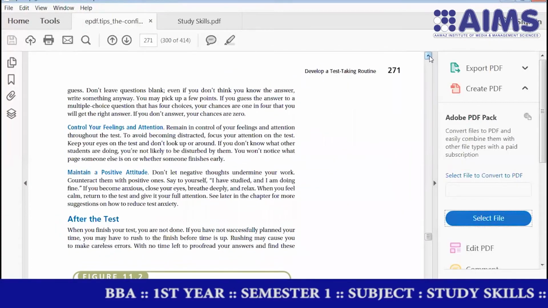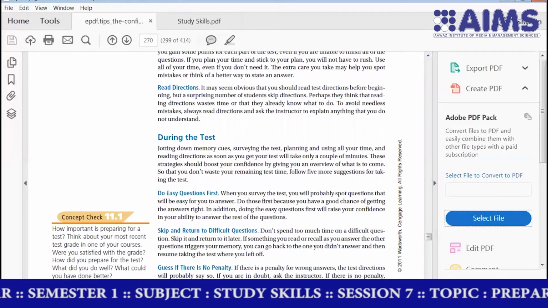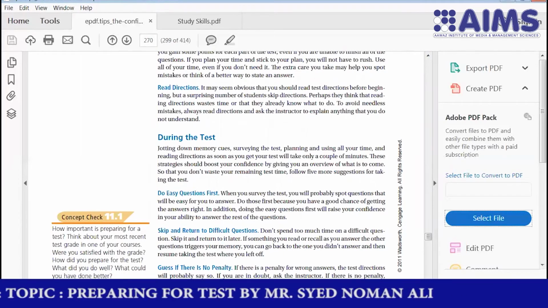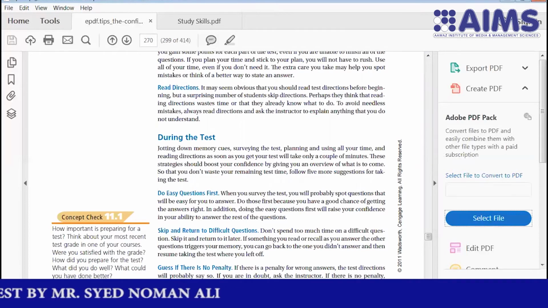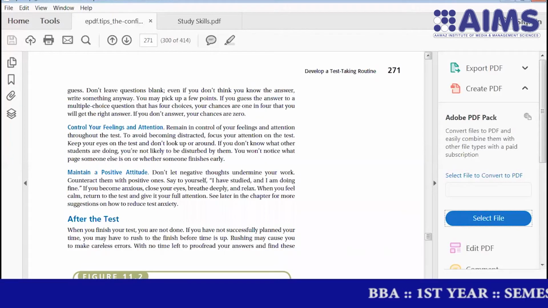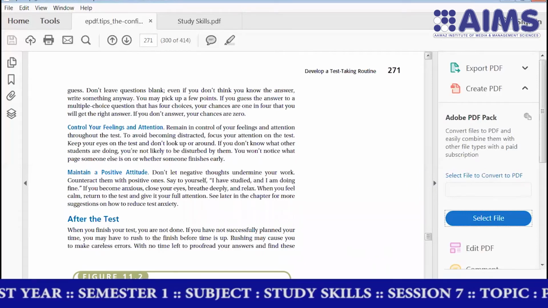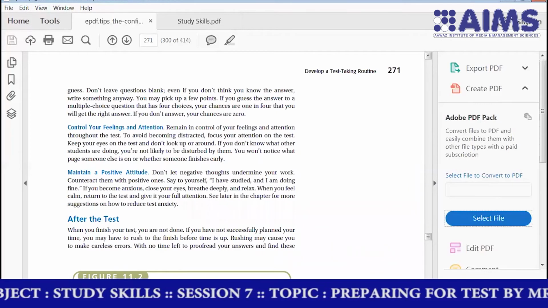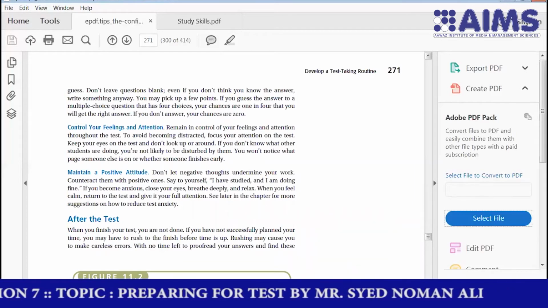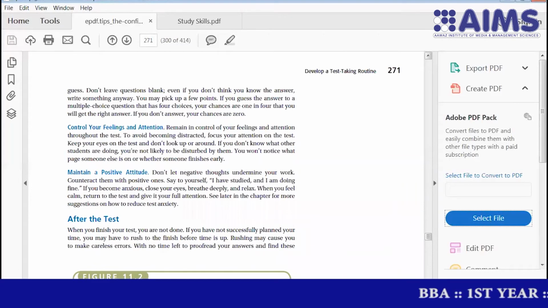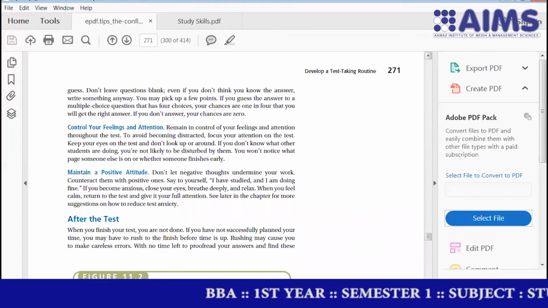During the test, keep memorizing all these things. Do the easy questions first and skip the difficult ones, then try to solve those at last. If there is no negative marking, then try to attempt the question in your own way. Control your emotions and feelings: fear, excitement, and many more. Stay calm and be rational. Maintain a positive attitude. Tell yourself that I have studied, I'm going fine, and my exam is also going well. If you become anxious and too conscious about it, you will lose your brain.